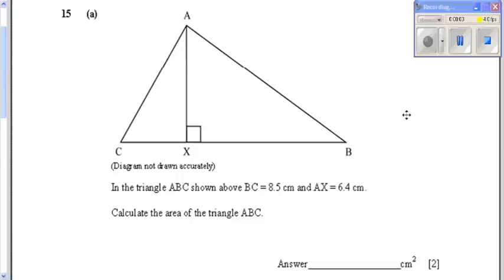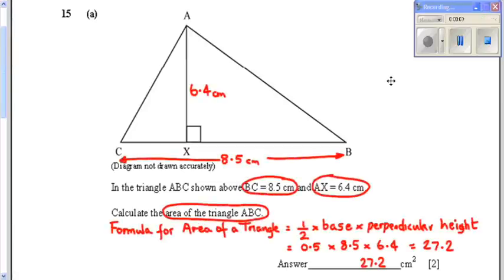Okay, here's question 15a. You've got a triangle, and they've asked you to find the area of the triangle ABC. So if you want to turn off the video and have a go at that, we'll go through the solution in a moment. So here's 15a. We're given that the length of the line BC is 8.5 centimeters. So I've just shown the 8.5 all the way along there, and AX is 6.4 centimeters. So that perpendicular height with the right angle there is 6.4 centimeters. And calculate the area of the triangle.